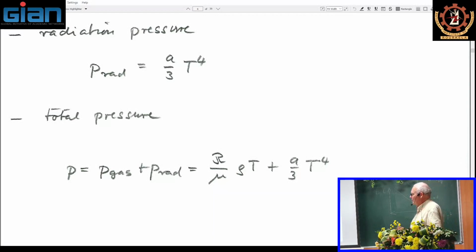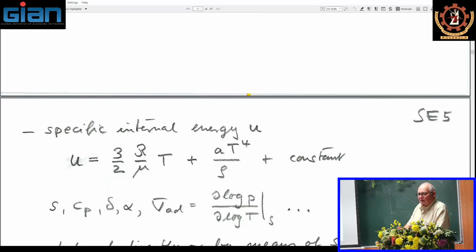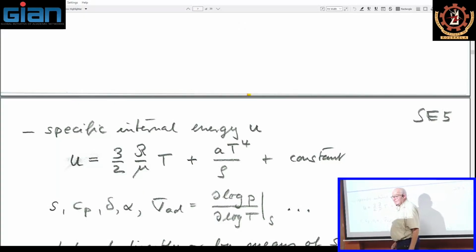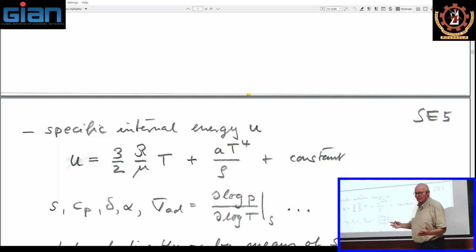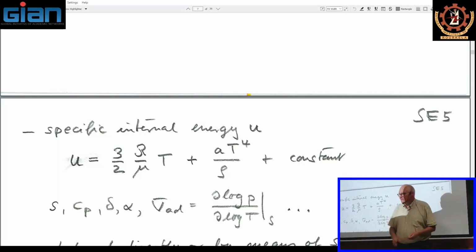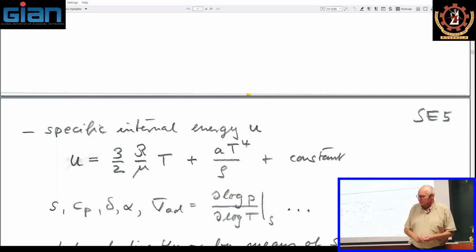Once we have the pressure as a function of density and temperature, or you can also take pressure as a function of density and entropy, or temperature and entropy, we also have a caloric equation of state, which tells you the dependence of the specific internal energy on temperature and density. Well, the specific internal energy for the gas is 3/2. This comes from the 3 degrees of freedom. Each degree of freedom gives you 1/2 kT. So this is the 3 translational degrees of freedom.